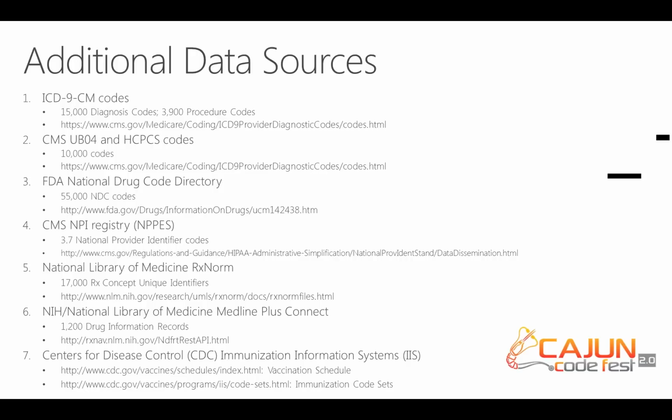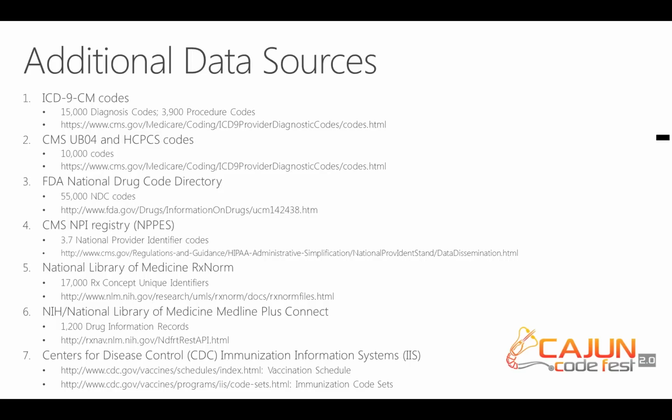The next data set is the National Library of Medicine RxNorm. This is a tool for supporting the semantic interoperation between drug terminologies and pharmacy knowledge-based systems, produced and maintained by the Library of Medicine.